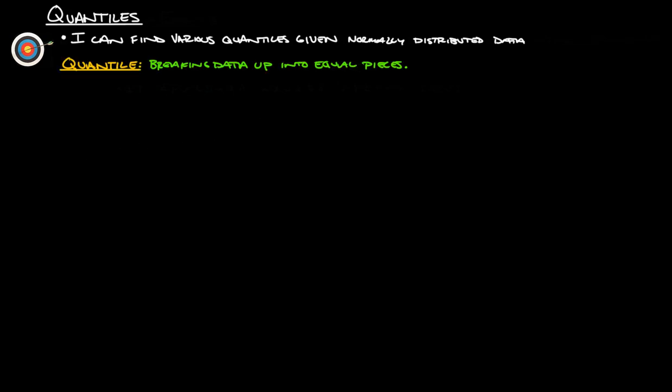Okay, so first off, quantile. What's a quantile? It's breaking data up into equal pieces. So we often break up data into what we call quartiles, where the mean is the middle number, and then there's the upper quartile and lower quartile and your minimum and your maximum. That's breaking it into 4 quantiles. But there's all sorts of different ways to break this data up.